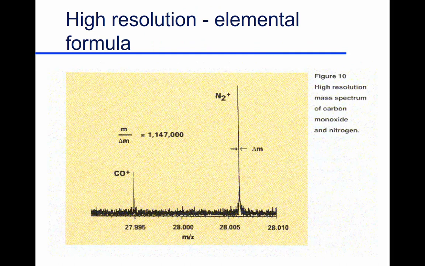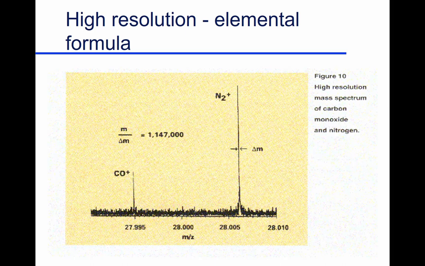If you actually go to an instrument that is really high resolution, I can not just say it's 58, or I can just say it's not 28, but I can say it's 28.005. If I can get this down to three decimal places, I have an elemental formula. I still don't know how those elements are put together, but now I have a molecular weight and I have an elemental formula. So it will tell me if there's a couple nitrogens in there. It will tell me if there's oxygen and so on.